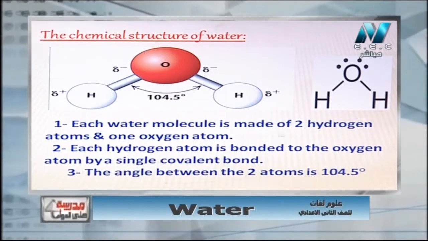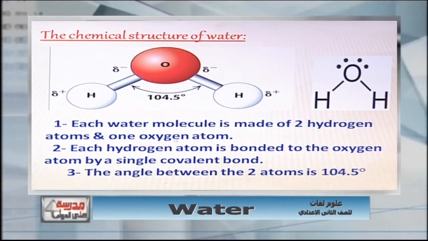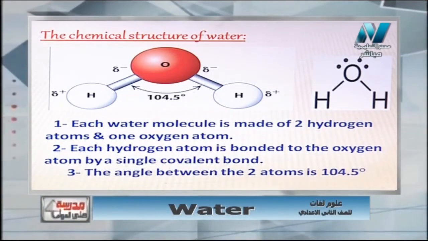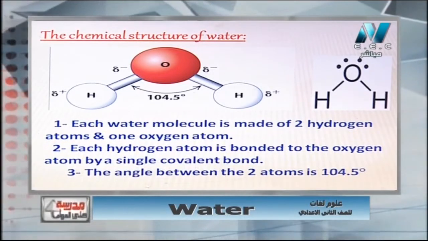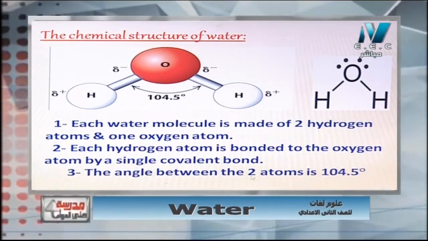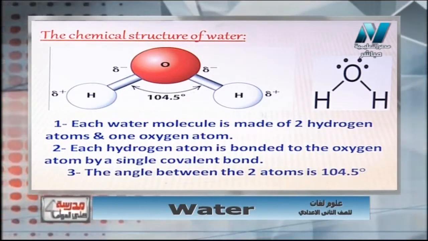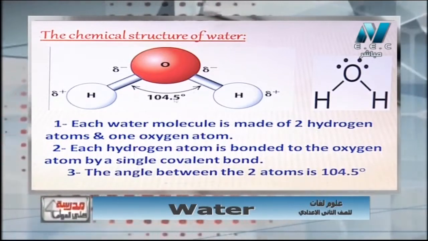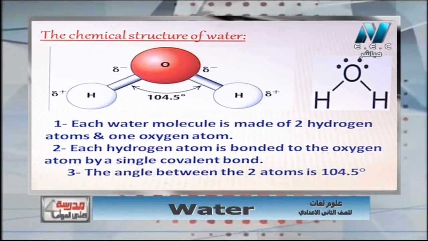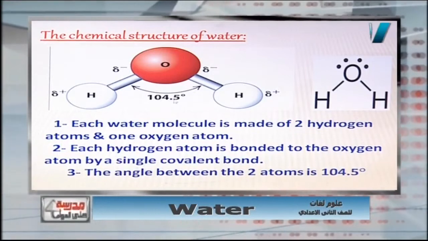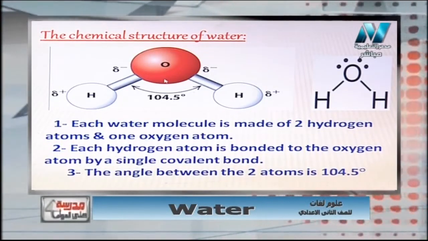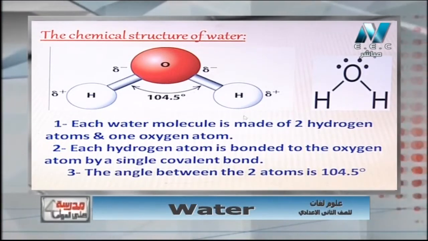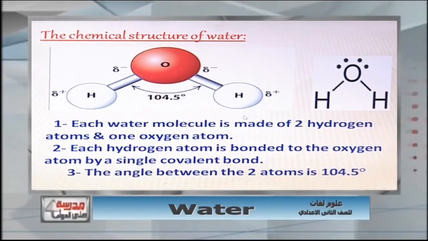Each water molecule is made of 2 hydrogen atoms and 1 oxygen atom. Each hydrogen atom is bonded to the oxygen atom by a single covalent bond. The angle between them is 104.5. As we see, this is the angle between the hydrogen and the hydrogen. Why is the angle between the 2 hydrogens 104.5? Due to the high electronegativity of oxygen. Okay, this is the chemical structure of water.